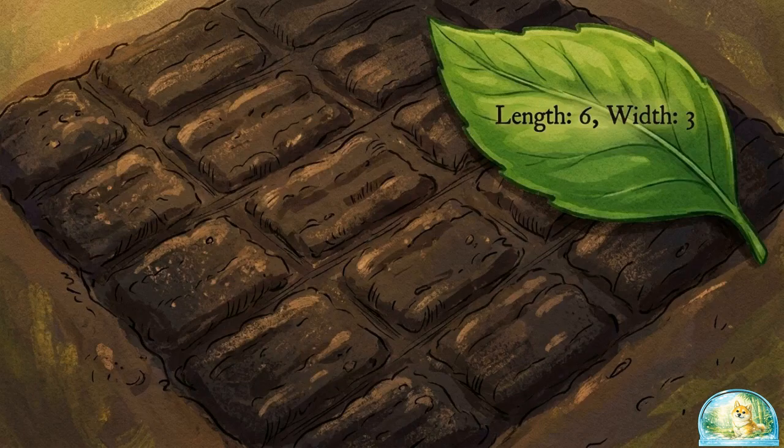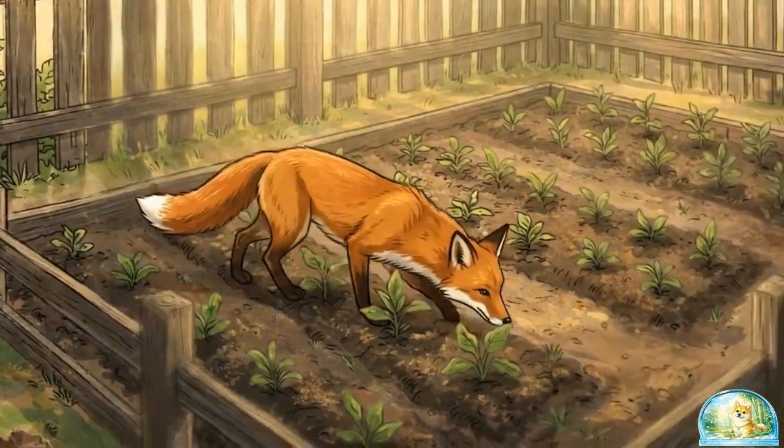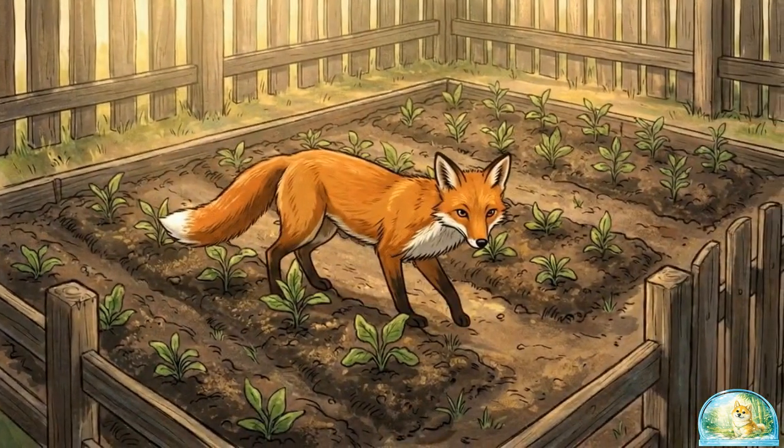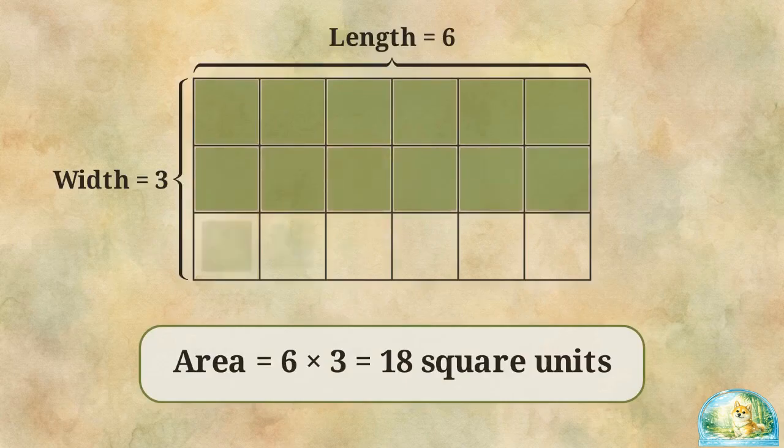It is exactly 6 units long and 3 units wide. Watch as Pip noses around the inside. We measure this interior space by filling it with unit squares. This panel tracks what we call the area. You find it by multiplying the length and the width to count the total tiles inside. 6 times 3 gives us an area of 18 square units.